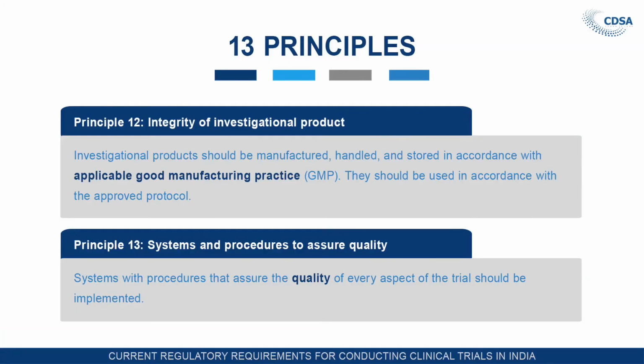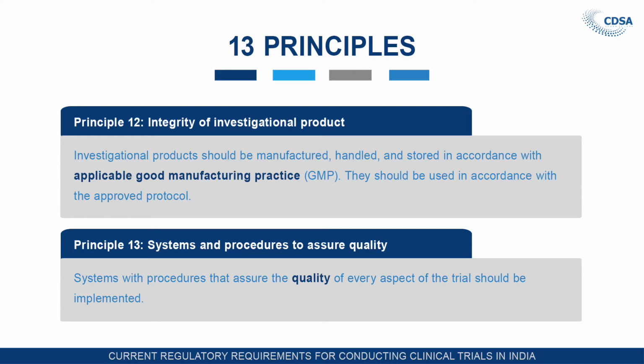The integrity of the investigational product is the 12th principle. The entire clinical trial is of the investigational product. And if the investigational product itself does not have all the physiochemical properties intact, or its integrity is doubtful, then the clinical trial doesn't make any sense. So the investigational product should be manufactured in a GMP facility, and it should be as per whatever is mentioned in the regulatory document and the approved protocol by the regulators and the ethics committee.